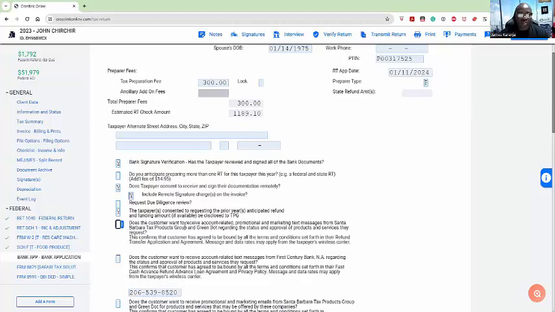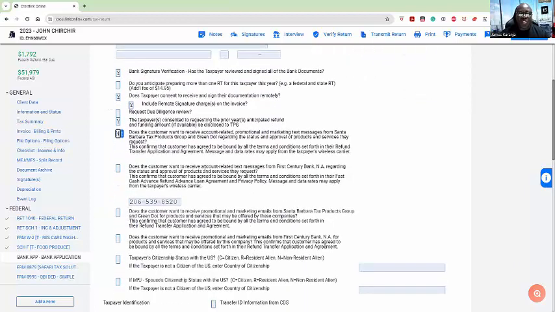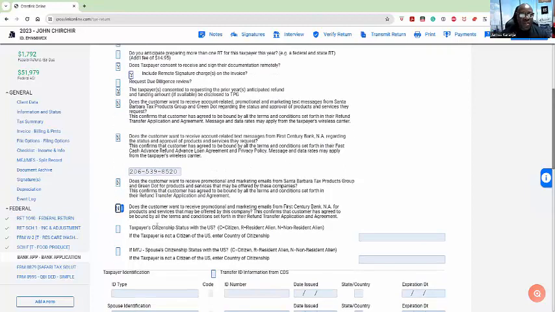Does the customer want to receive account-related promotional marketing text messages from Santa Barbara Tax Products? No, they don't want. Does the customer want to receive account-related messages from First Century Bank? No, we don't want that. Does the customer want to receive promotional marketing emails from First Century? No, we don't. So taxpayer citizenship status, we put C for citizen.